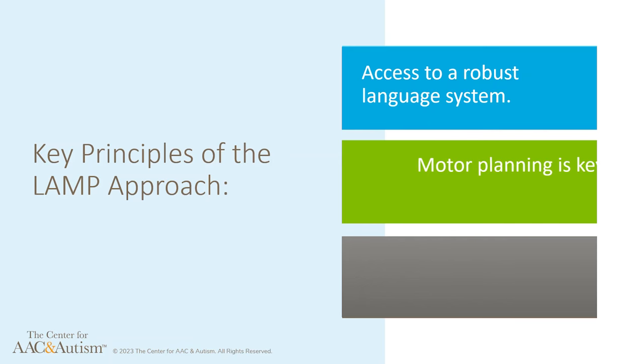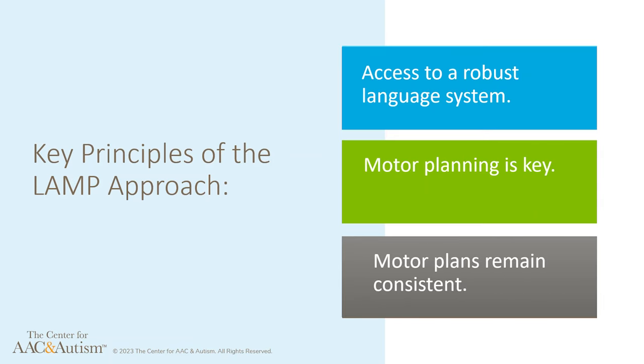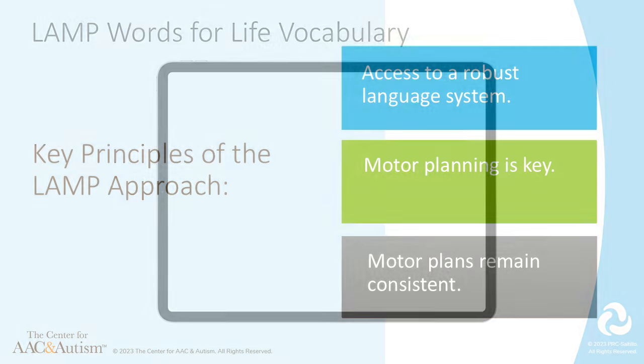A second principle is that motor planning is key. Just like with spoken language, every word is produced by a motor plan that consistently produces the same word and is different from the motor plans that produce other words. Another key principle in the LAMP approach is that motor plans remain consistent as vocabulary grows. The motor plans learned by someone learning their first words do not change as their vocabulary grows. Doing a motor task the same way every time leads to automaticity or motor memory. Once saying a word becomes automatic, the speaker doesn't have to think about how to say a word and can focus on the communication exchange.